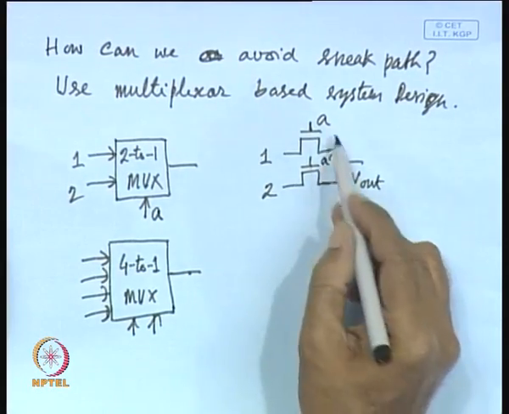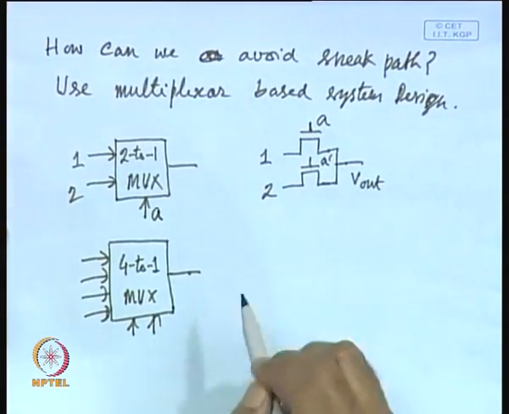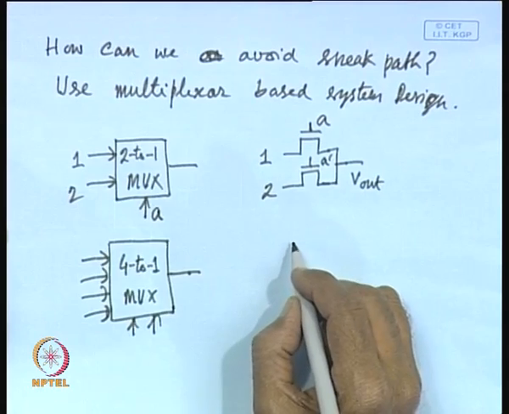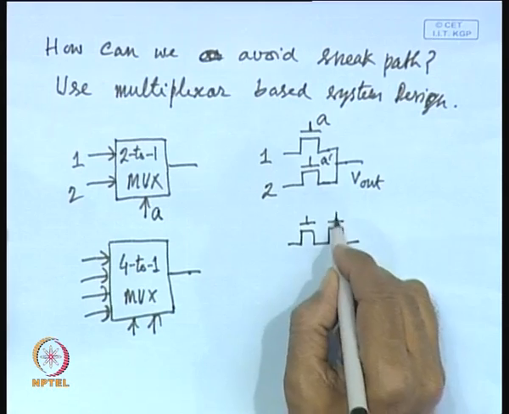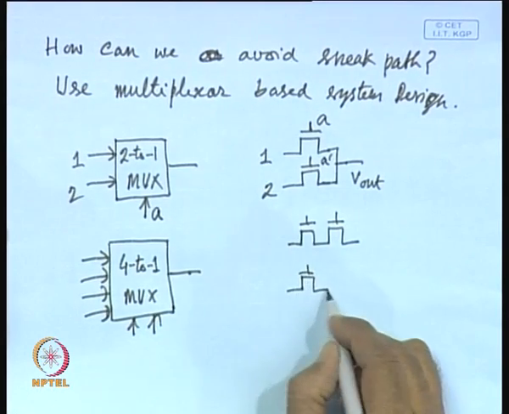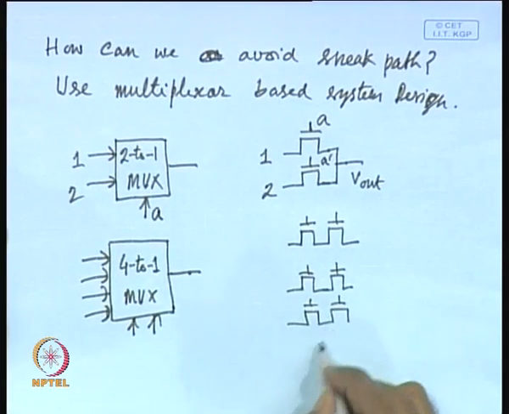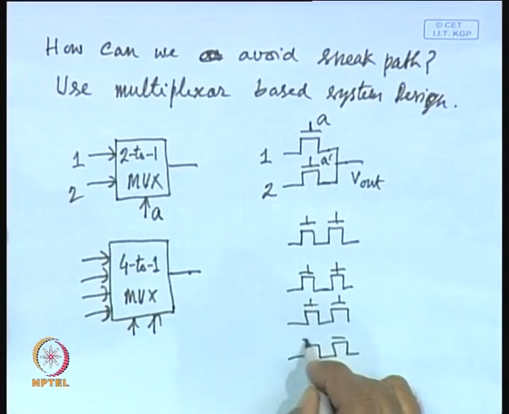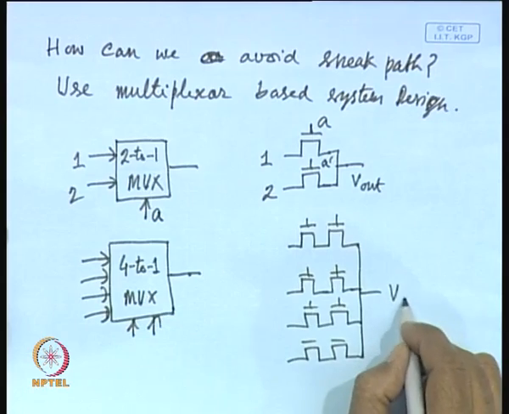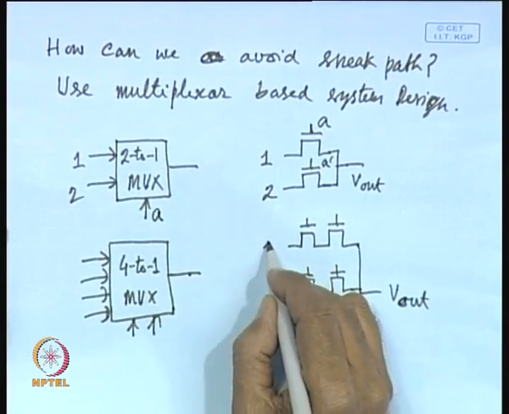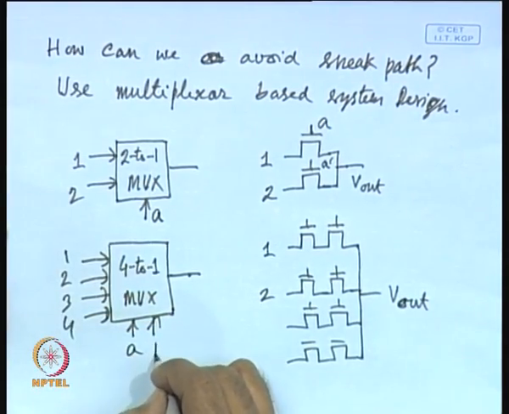This is how a multiplexer is realized. In a similar way, a 4 to 1 multiplexer can be realized in this manner. Here you will require 2 pass transistors in each path, of course, and there will be 4 paths. All the 4 paths are tied together, and here it produces V out, and let us assume these are A and B.